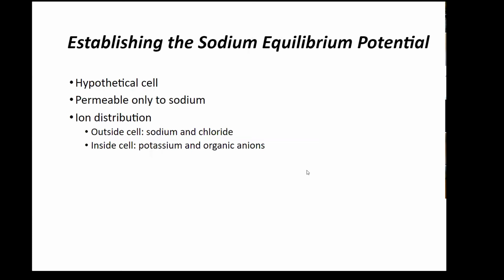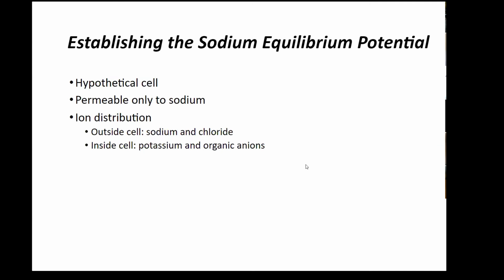Okay. So the other part of our neuron that's really important to understanding how we're going to pass signals is understanding the sodium equilibrium potential. So that's also going to affect our total membrane potential, and it's going to affect which way the sodium is going to want to move, which will have an effect on the action potential that we'll talk about probably next week.